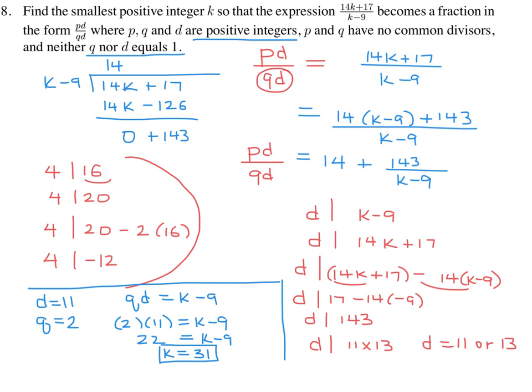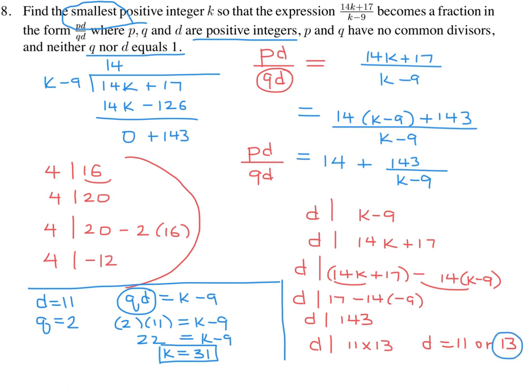All right. Well, what happens if we keep going? If Q is equal to 3, this will be 33 right here, and that will mean K is 33 plus 9, which is 42. We're going to keep getting bigger values of K. And we want the smallest, right? They want the smallest positive integer K. So going up with values of Q is going to give us bigger values of K. So let's just stay with the 31 for now.